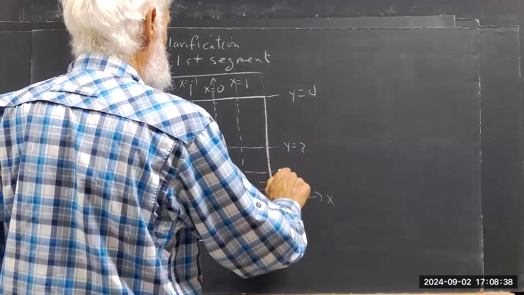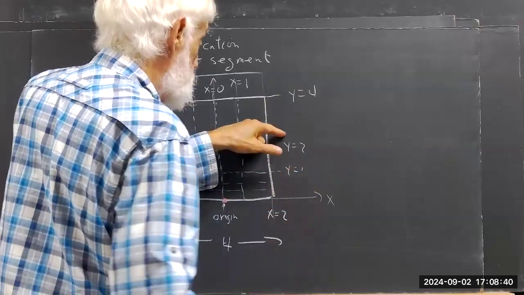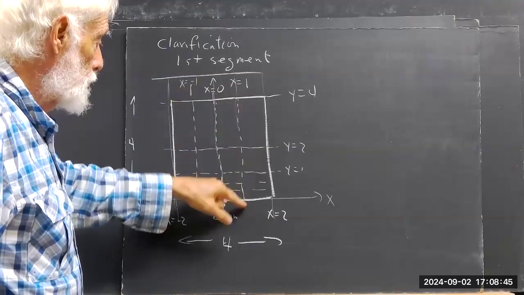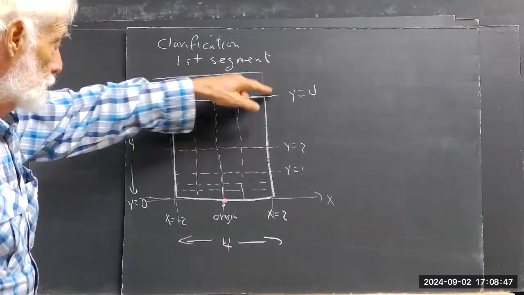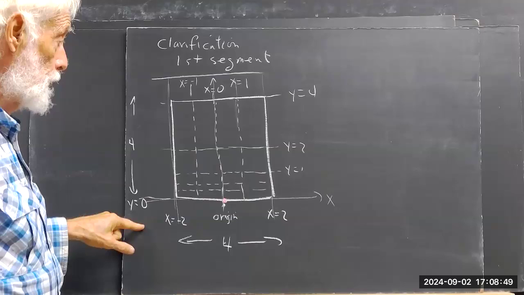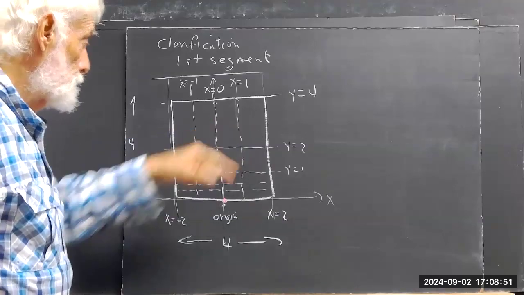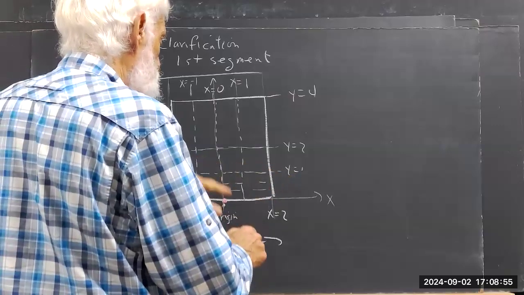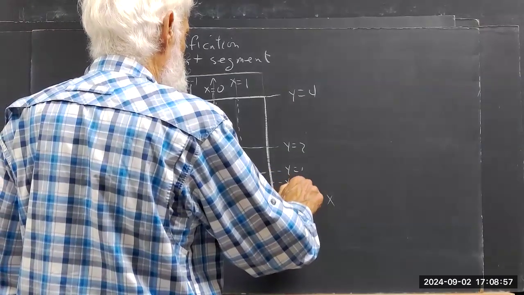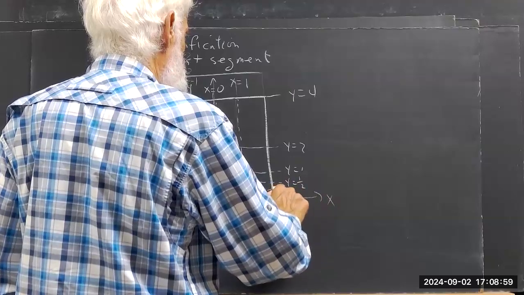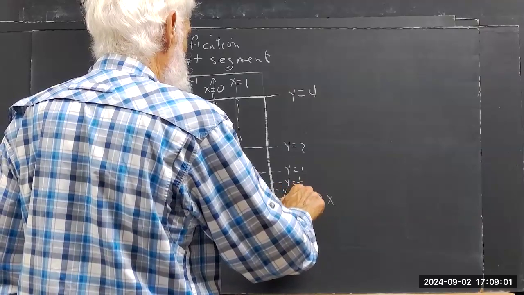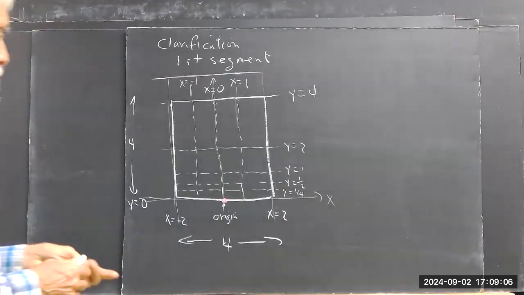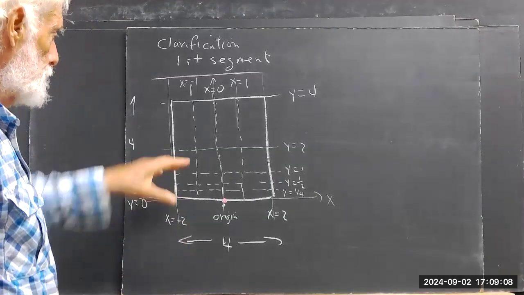This is y equals 2. Why is this y equals 2? It's halfway from here down to here. Halfway from 4 down to 0, because y equals 4 up here, y equals 0 down here, is y equals 2. And then halfway between 2 and 0 is 1. And halfway between 1 and 0 is 1/2. And halfway between 1/2 and 0 is 1/4. Well, there it is.